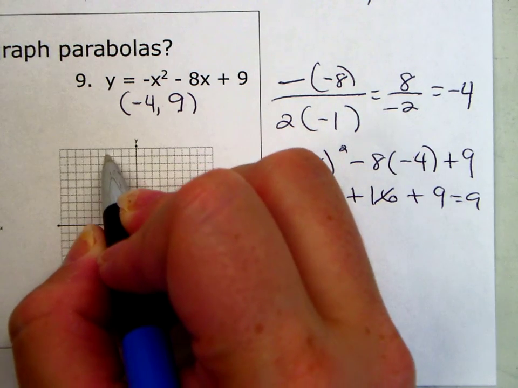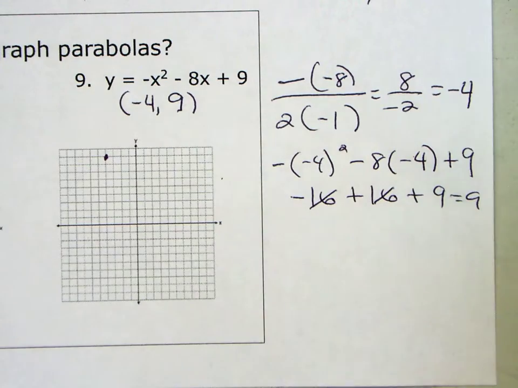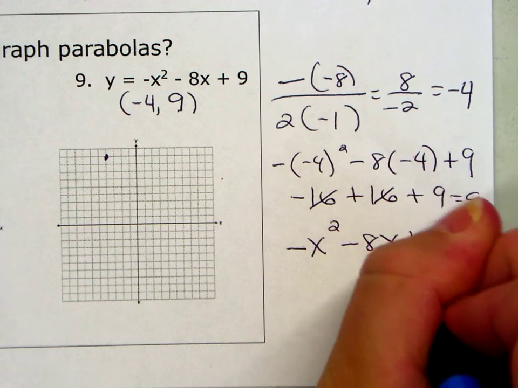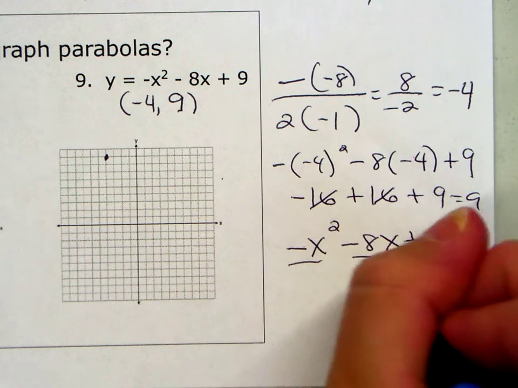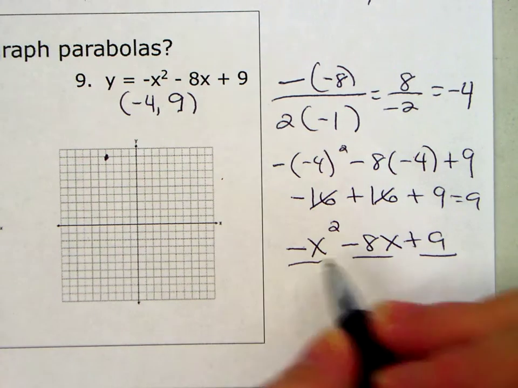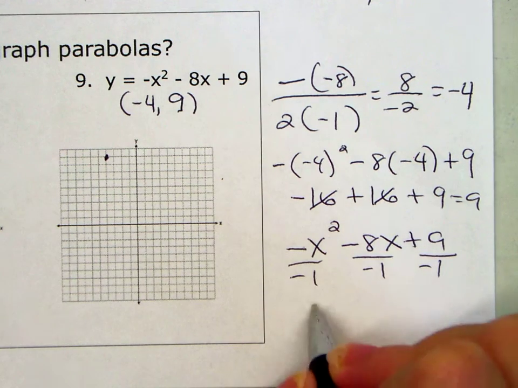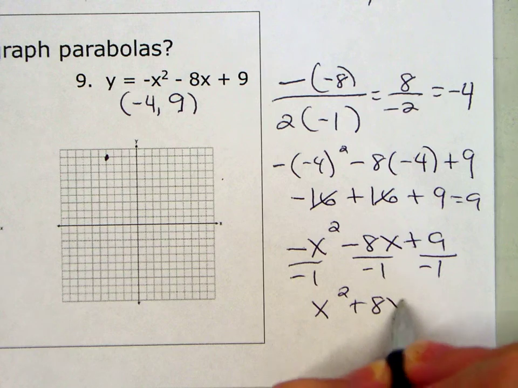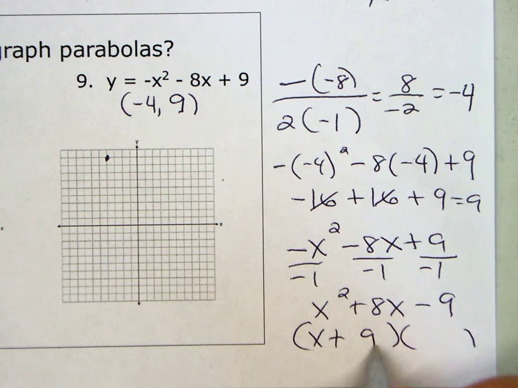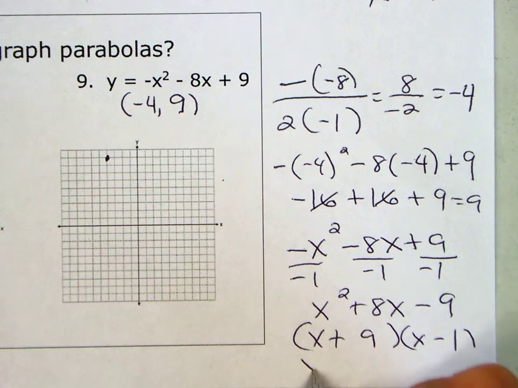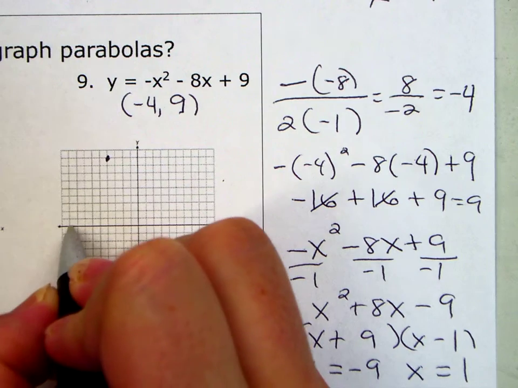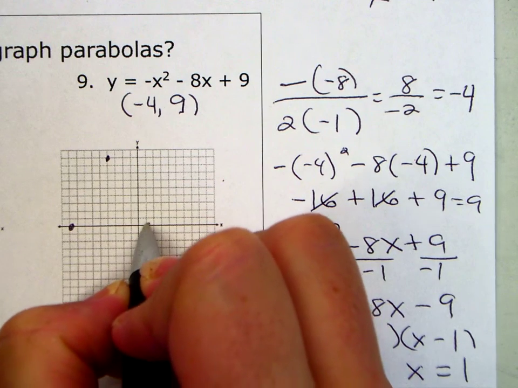-4, 9. And this one also you can find the roots of. You have to do something though. -x squared minus 8x plus 9. What can you divide all of these by? What's in front of x squared? -1. So divide everything by -1. You get x squared plus 8x minus 9. So when you factor, you get x plus 9, x minus 1. And solve, you get -9 and 1. So x equals -9, x equals 1.